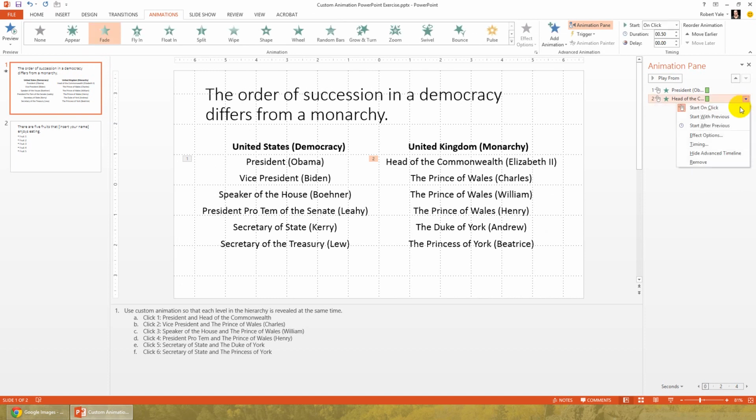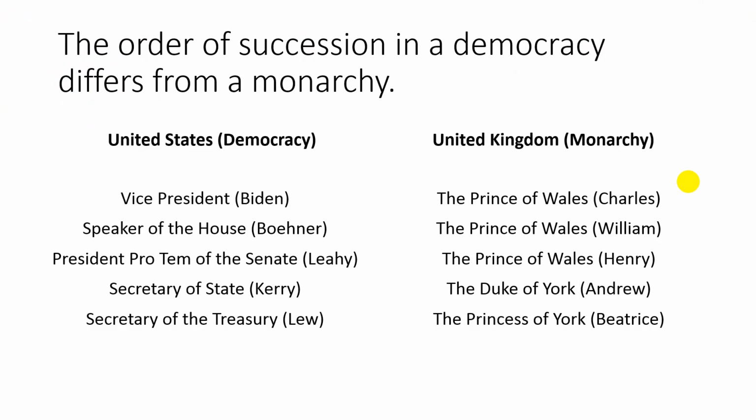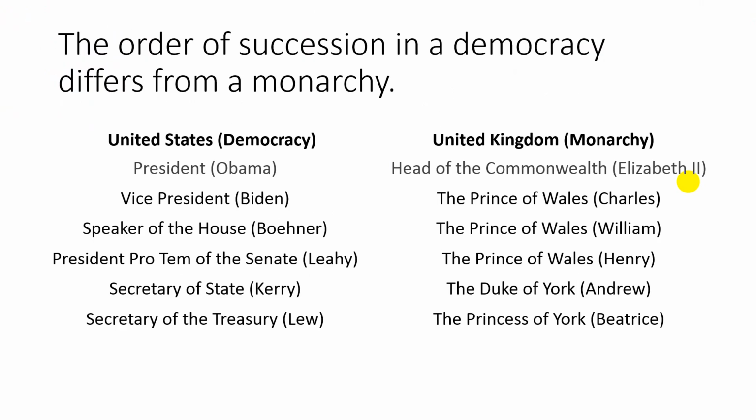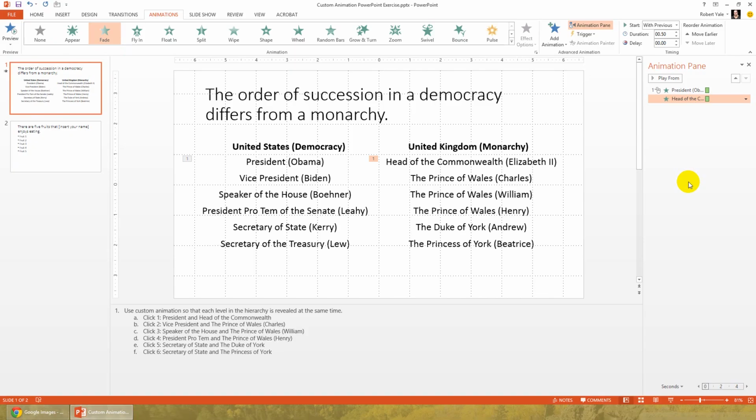Now, if I want those to happen on the same click, I'm going to click on the drop-down menu here and change it to Start with Previous. So now what you see is on the first click, both President Obama and Head of the Commonwealth are going to appear. So if I launch my presentation again, on the first click, I get them both appearing at the same time. And that's exactly what I want to happen.